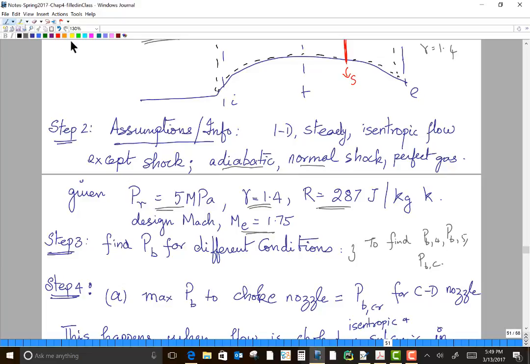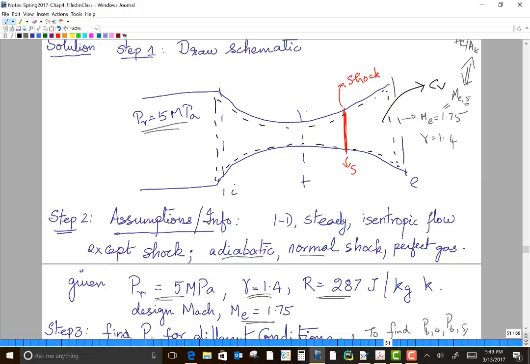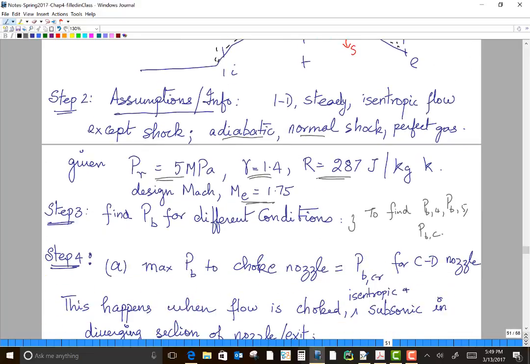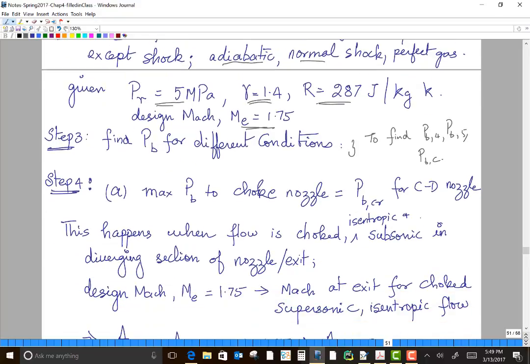I mean, if I know my P naught, and PB4 and PB5 are isentropic cases, and I know my ME5 or ME, which is 1.75, which means I can go to my appendix B, compute AE by AT, and for that value of AE by AT, I can get my PE by P naught. That is going to be my PB5. Okay, and once I know my AE by AT, I can compute the corresponding subsonic choke flow solution. That's going to give me another PE by P naught, and that PE is the same as my PB4, which is the subsonic choke flow solution. And once I know PB4 and PB5, PBC we can obtain as we discussed a few minutes ago.